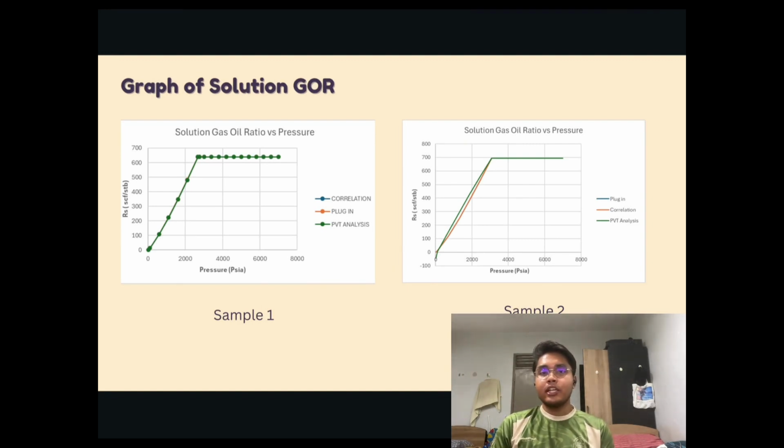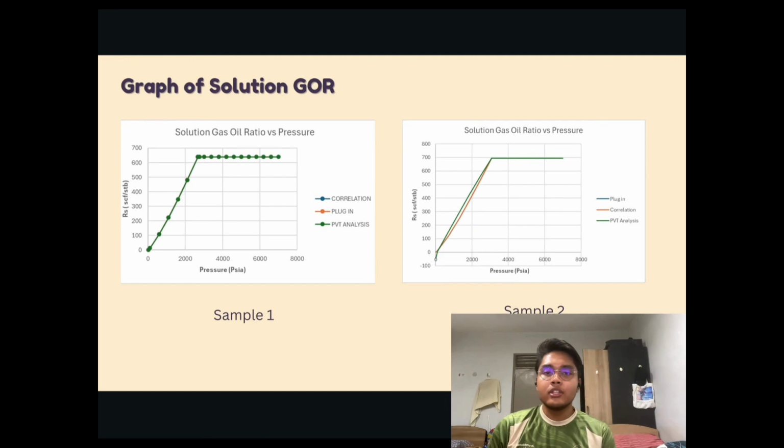Basically, RS rises with the pressure up to about 3080 psia, where it is approximately 619 scf per STB, indicating this point is the bubble point pressure. Below the bubble point pressure, slight differences are observed among the three methods. PVT analysis predicts the highest RS value, suggesting more gas is dissolved at lower pressure compared to the other two methods. The correlation shows a more gradual rise, while the plug-in method lies somewhere between the two methods.